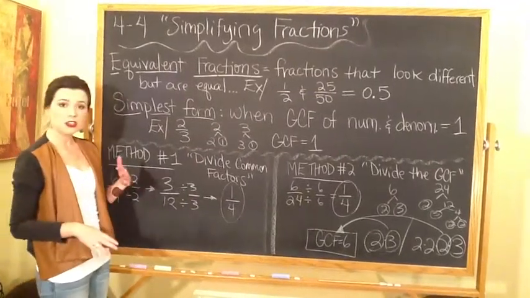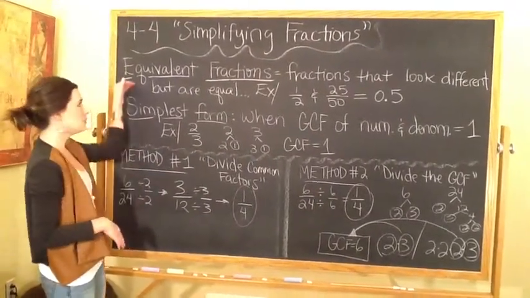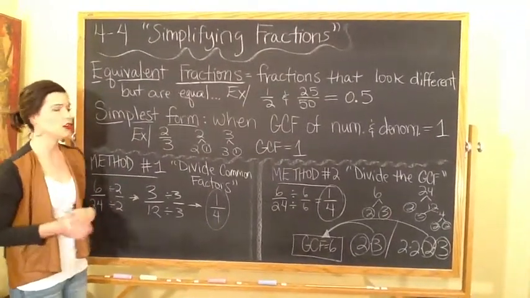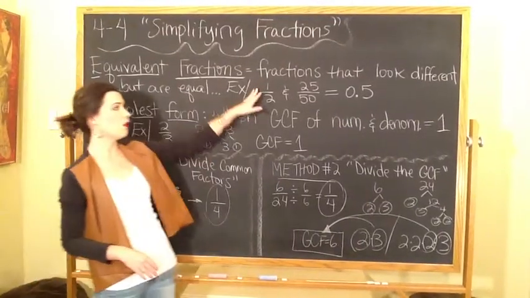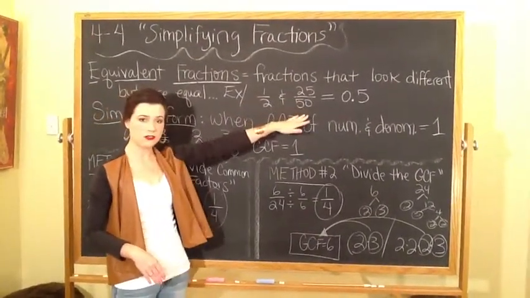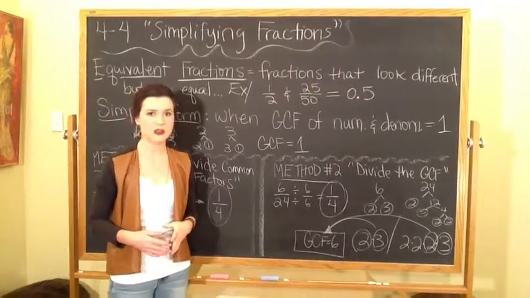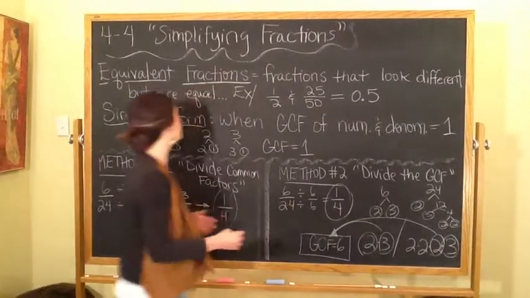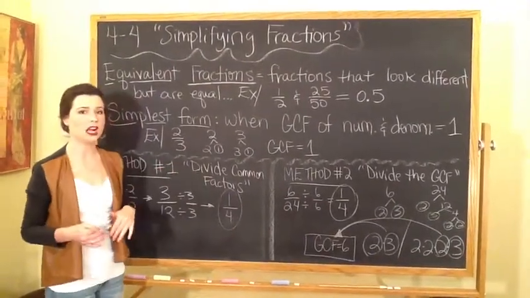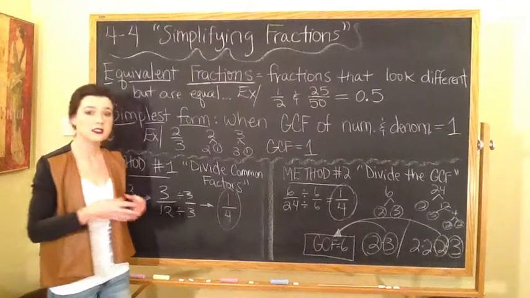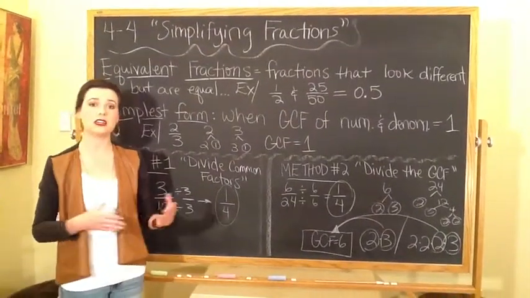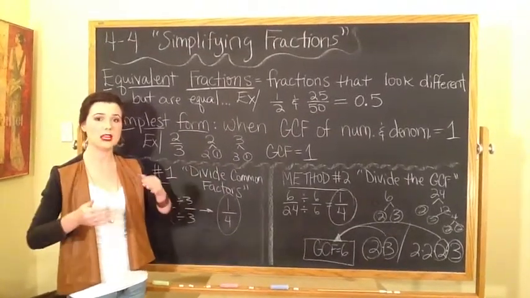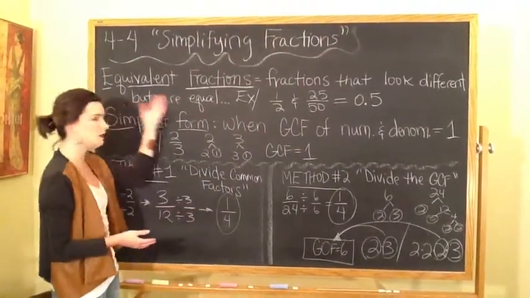So we have two terms that we need to talk about first. The first term is equivalent fractions, which are fractions that look different but they're actually equal. So fractions like 1/2 and 25/50, both of these are equivalent fractions because if you divided it out, they're both equal to 0.5 or to 1/2. So this is coming in handy when we're simplifying fractions because in order to make a fraction simpler, you're going to have to change the fraction to look like something else, but the original fraction and the ending fraction are still going to be equal. We got to keep it proportional because we want equivalent fractions.